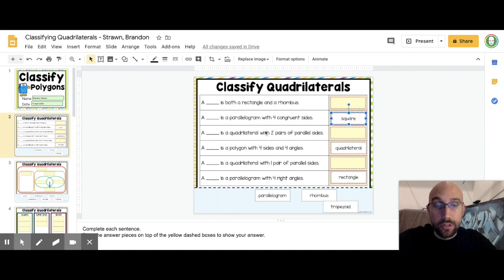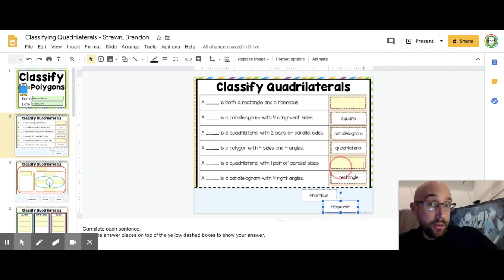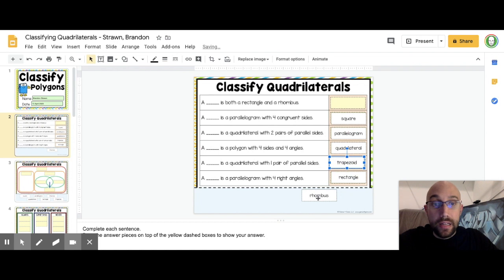And a blank is a quadrilateral with 2 pairs of parallel sides. That is screaming parallelogram. And then a blank is a quadrilateral with 1 pair of parallel sides. Now that is what we call a trapezoid. And then a blank is both a rectangle and a rhombus. I made a mistake. Take a look at this. That is not a rhombus. Something went wrong.